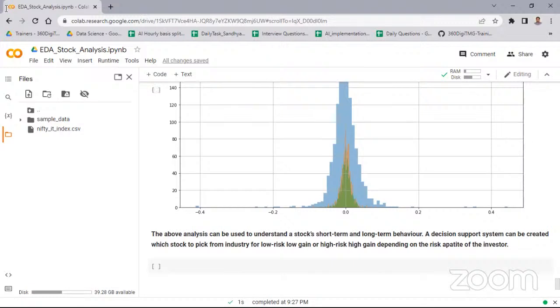So from this analysis, decision support can be created on which stock to pick from the industry, for low risk, low gain, or high risk, high gain, depending on the risk appetite of the investor. It helps the investor decide whether to invest or not. It gives an idea to a fund investor or anyone investing in that particular share.